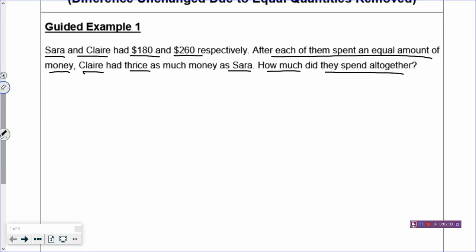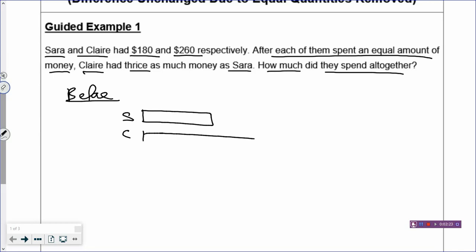Now, when you draw the before and after model, you can either join them together or you can separate them. It's up to you. Let's separate them, so that you can see the difference more clearly. So you have the before. Sarah and Claire had 180 and 260. When you draw the comparison model, make sure that you have one long, one short. Don't draw 2 rectangles of almost the same length, so that you can see the difference clearly.